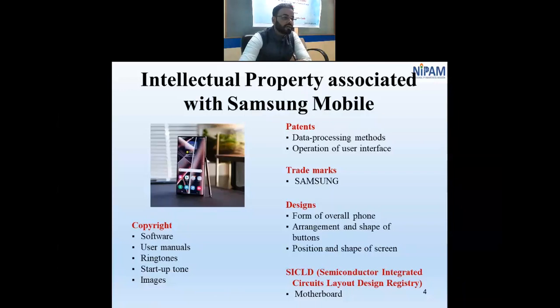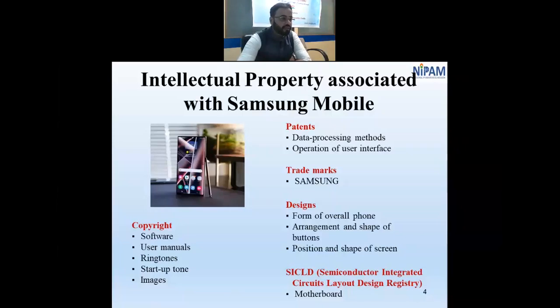The design, the way in which various smartphones are designed today, we may find flip phones, convertible phones, all those things. These all come under the design registration part. Then we have the user manual, software, ringtones specific to a particular company. All these are part of the copyright regime. And then of course the motherboard designing, which comes under semiconductor integrated circuit layout. We'll be covering all these things in subsequent slides.